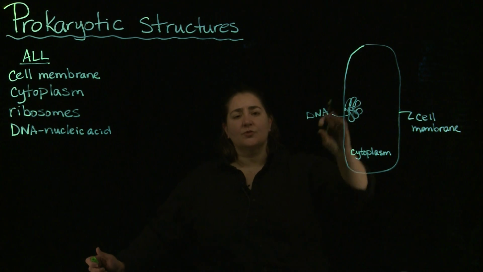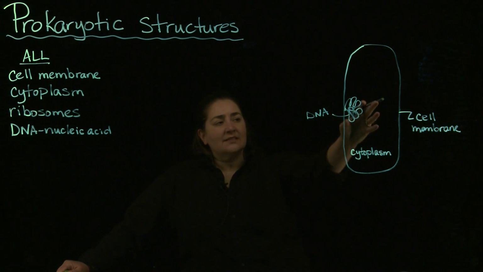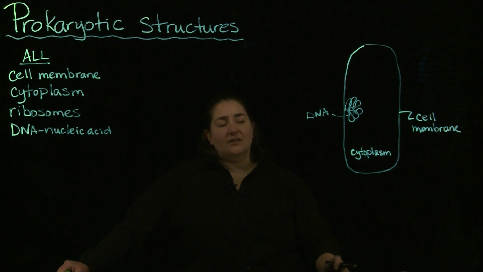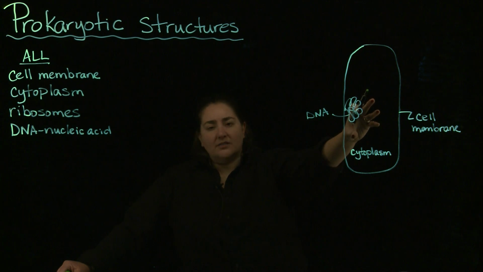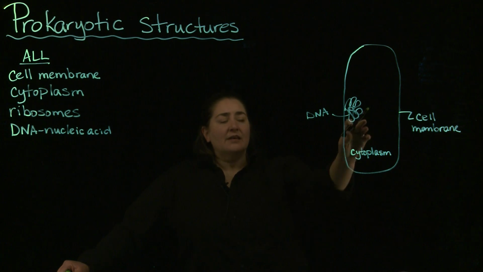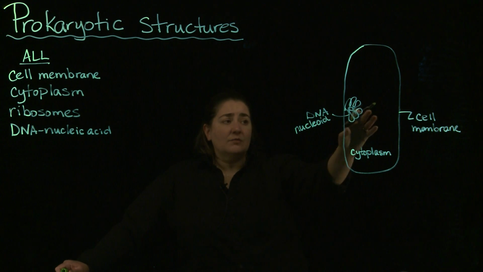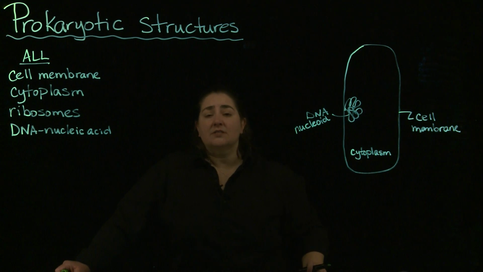And if you notice, I drew it off to the side a little bit here. Depending on the book you have, you may see that the DNA is floating in the middle. Most bacteria do actually anchor the DNA to the plasma membrane to keep it in a location. It is not surrounded by a membrane, so the prokaryotic cell does not have a nucleus. That DNA is sometimes referred to as the nucleoid region, because that's where the DNA is. So we've got DNA, we've got cytoplasm, we've got our cell membrane.